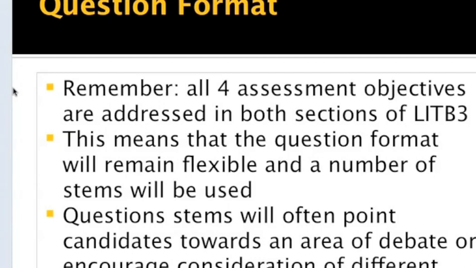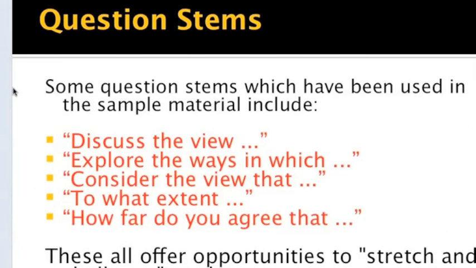So question stems will often point candidates towards the area of debate, the AO3, to encourage consideration of different interpretations. So the sort of question stems will be recognisable. For example, these are some of the ones that have been used on past papers: discuss the view, explore the ways in which, consider the view that, to what extent, how far do you agree that. And these will actually offer you an opportunity to perform well, to stretch and challenge you, to actually force you to debate, get that AO3 in, but also AO1, having to structure your debate and handle the different readings and then conclude your ideas at the end.